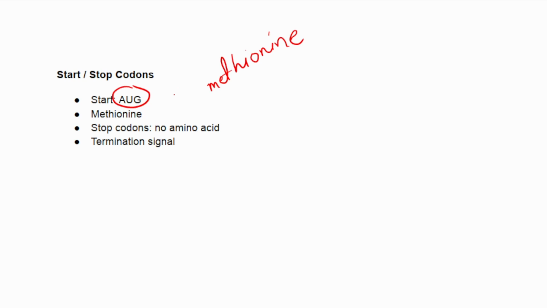Once the start codon is found, the ribosome begins reading the RNA in triplets. Stop codons are different because they do not code for any amino acid. Instead, they act as termination signals that tell the ribosome to stop protein synthesis. To get a more detailed understanding of this topic, I suggest you watch the translation video. I will put the link in the description.